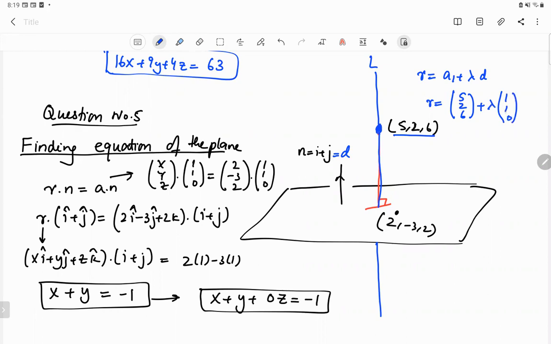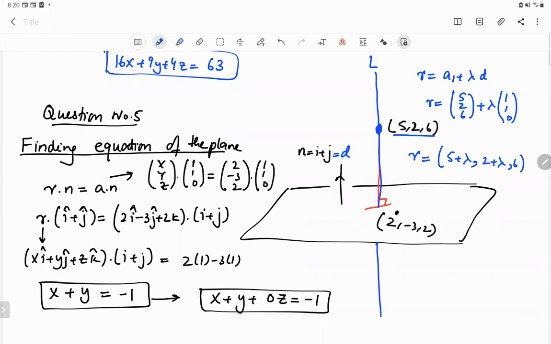So this is the equation of the line, which can be written like this. And let me rewrite it again so that it appears very clearly. And you know that this is also the coordinate of any point on the line. Okay, this is the general coordinate of any point on the line.